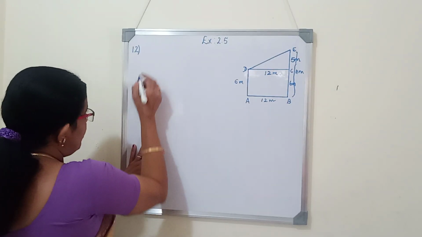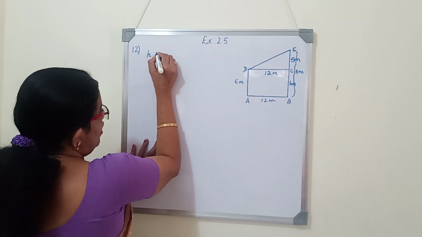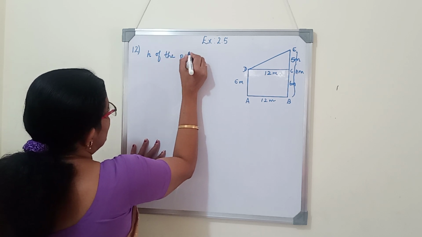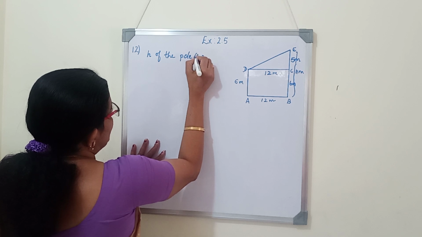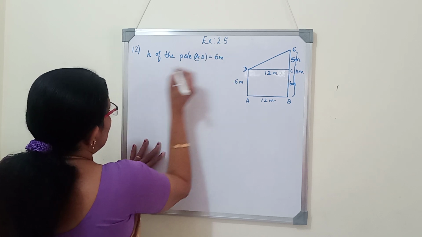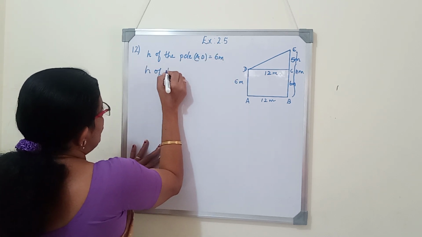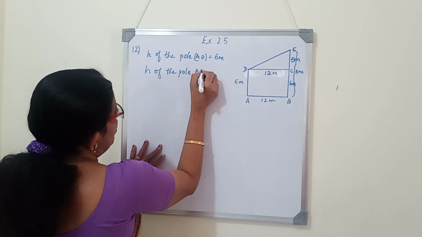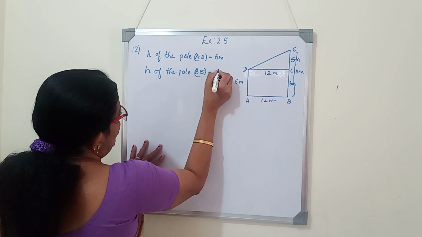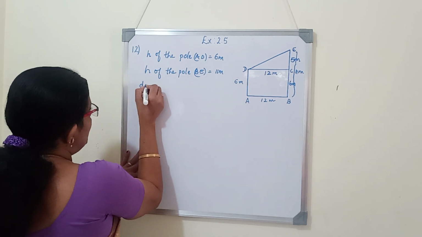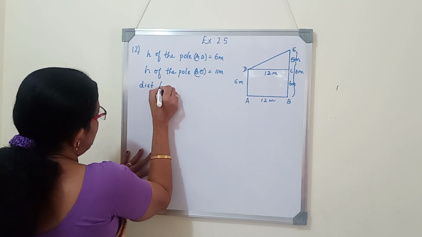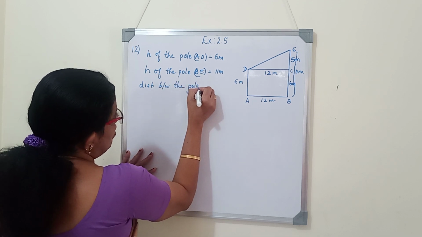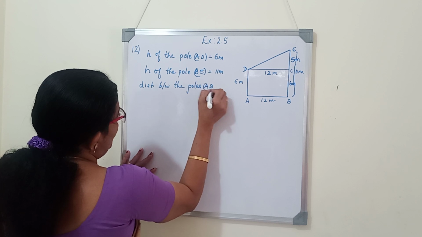So here we will write height of the pole AD, 6 meter. Next one, height of the pole BE, 11 meter. Distance between their feet. Distance between the poles AB, it is 12 meter.